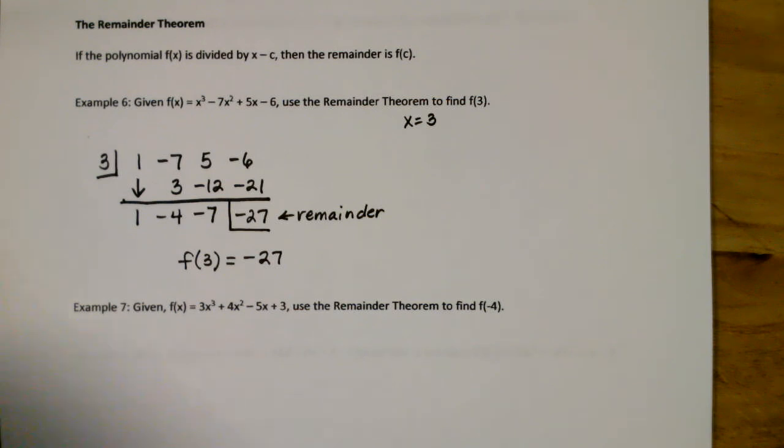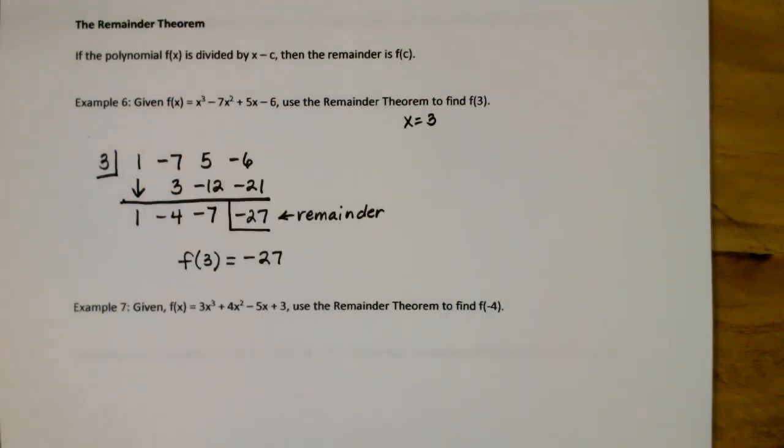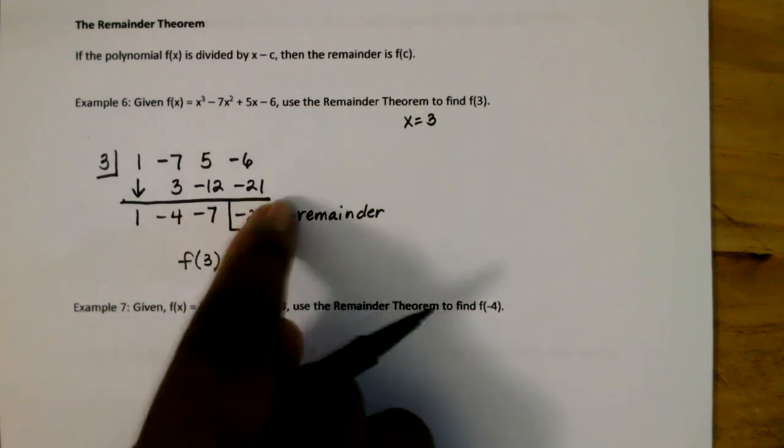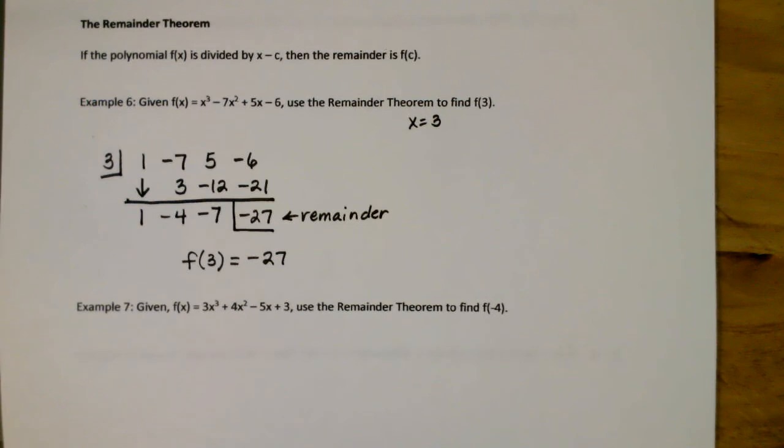In this case, you can substitute x with 3 into that function, and you'll find that you get -27 as an answer. But using the remainder theorem and synthetic division, you can find the value of that function at the given x value using this approach. All right, here's another example.